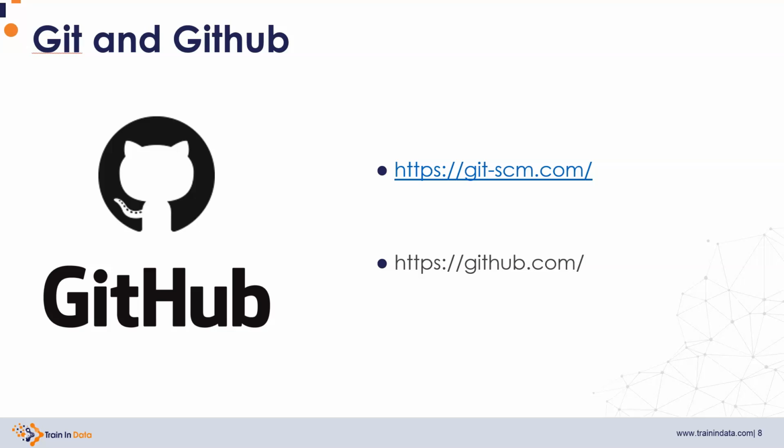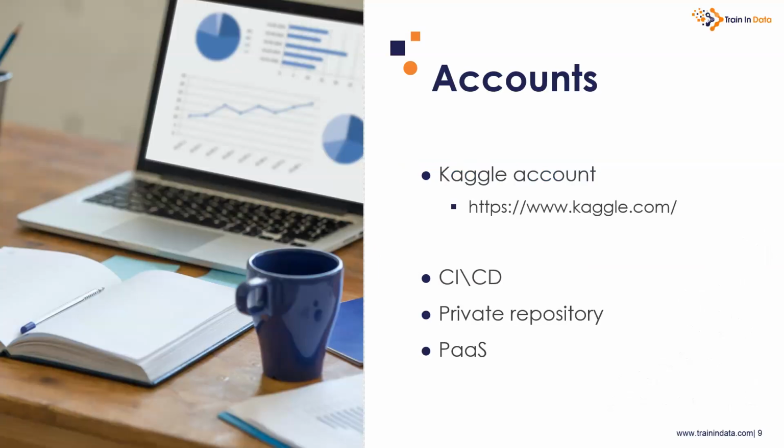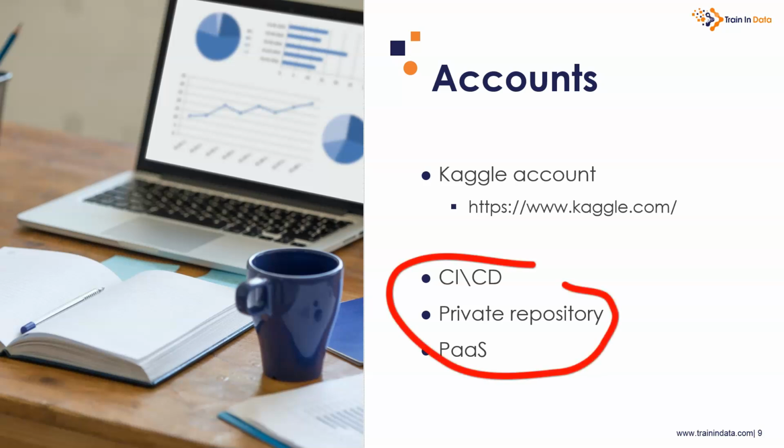And we also need you to have a GitHub account. In case you don't have one, please follow this link, and there you will find instructions to create your GitHub account. Finally, we need you to have a Kaggle account in order to access the dataset that we will use throughout the course. And throughout the course, we will also be creating some additional accounts for continuous integration, continuous delivery, for private repositories, and for platform as a service, but we will show you how to create those as we go along.